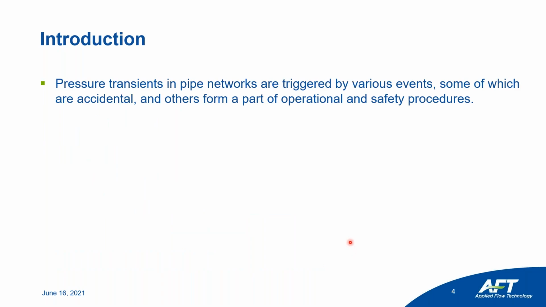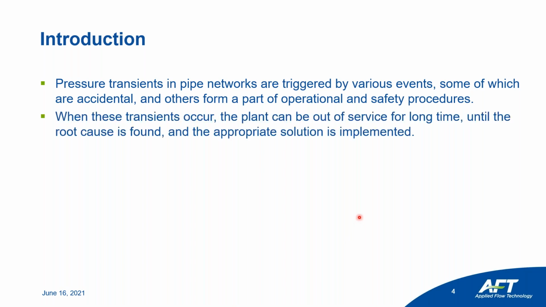So pressure transients and pipe knocks get triggered by various events, some of which are accidental and others form part of operational and safety procedures. When these transients occur, the plant can be out of service for a long time until the root cause is found and an appropriate solution is implemented. Most of the dynamic analysis is done in a corrective manner and not in a preventive manner.